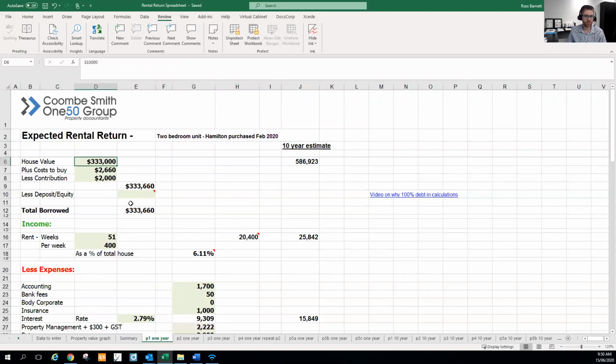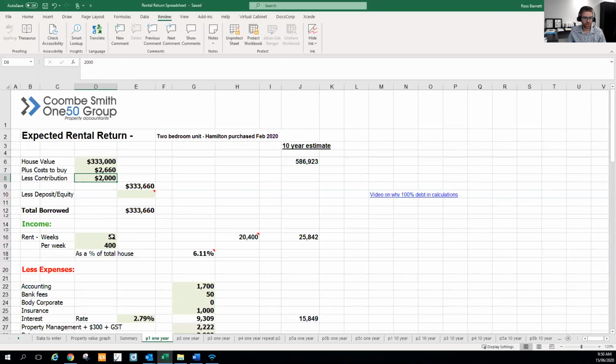This example is 333. What are the extra costs? Some legal costs, maybe forming a company, maybe a valuation, maybe something else. You might get some sort of bank contribution. To start with, I always work on 100%. You can watch a video on why that is.